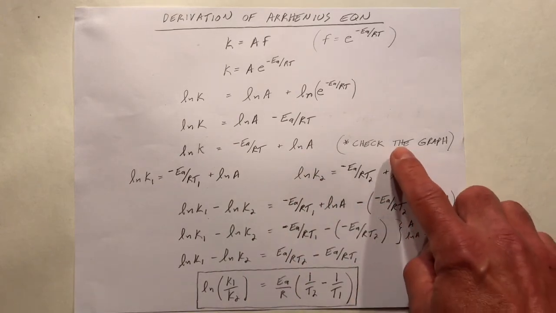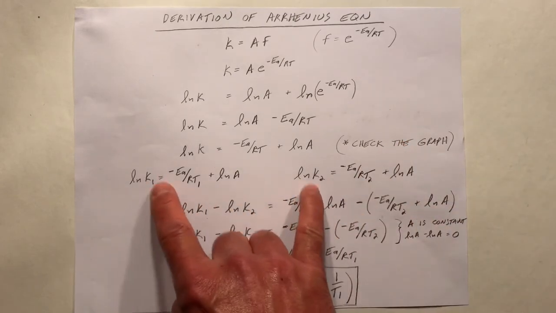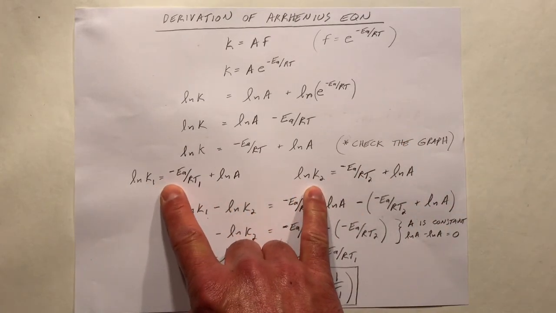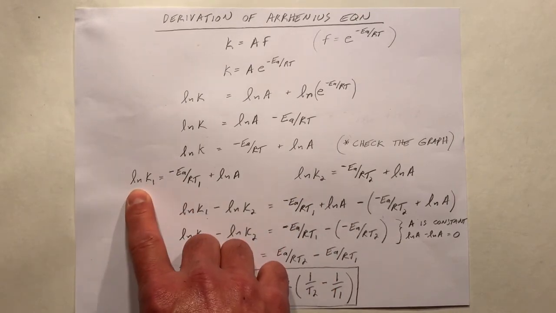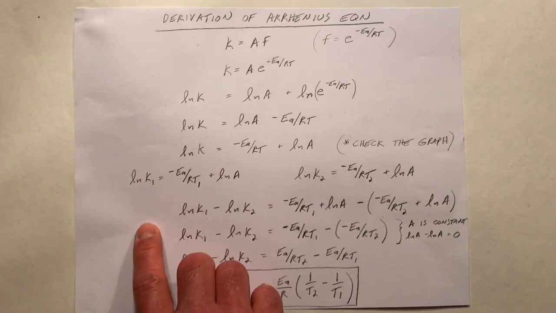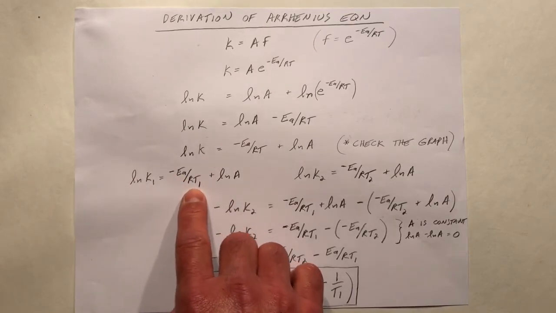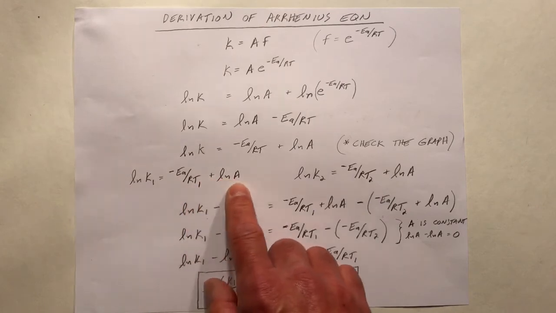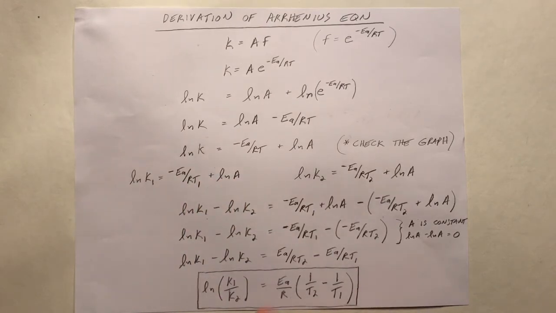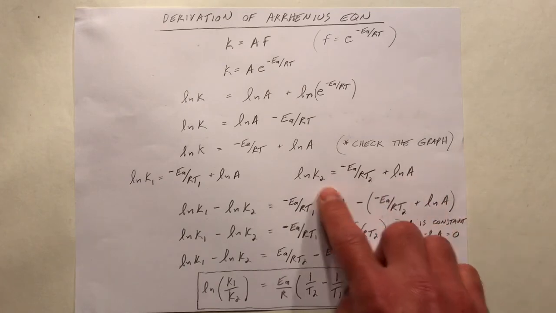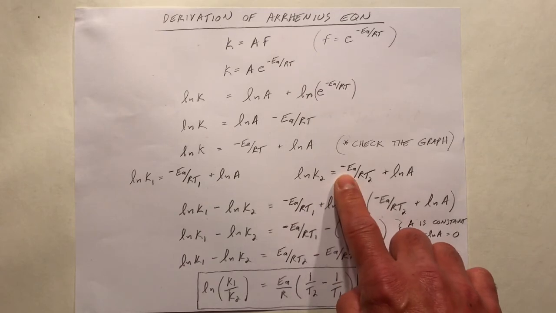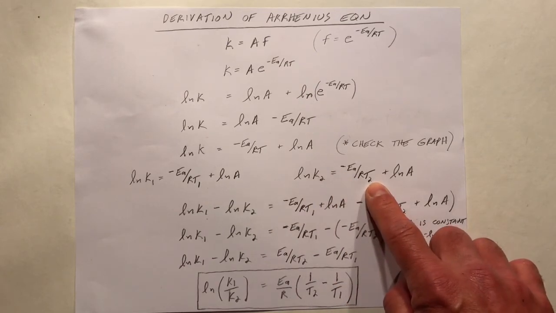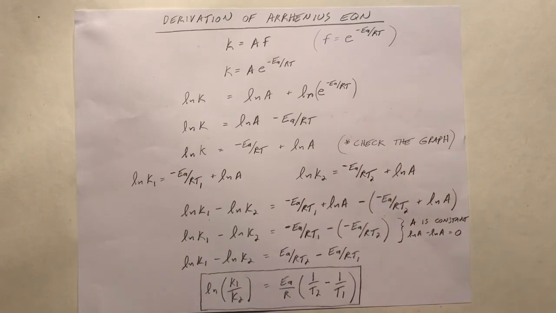Now we're going to come back and check a graph as to why we can do what we're doing here, why we would do this. But let's just say that we take the natural log of k in situation 1 and we make it equal to negative EA over R times temperature in situation 1 plus the natural log of A. And then we do that again for situation 2. So the natural log of the rate constant k in situation 2 is equal to negative EA over R times the temperature of the chemical in situation 2 plus ln A.